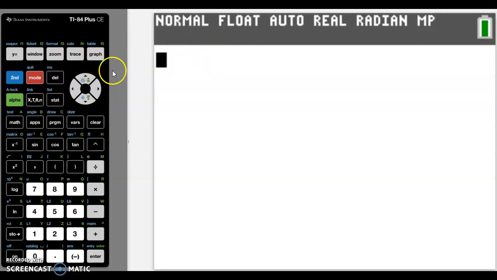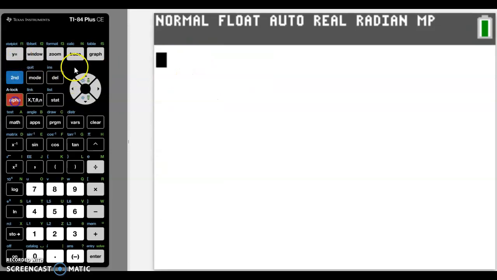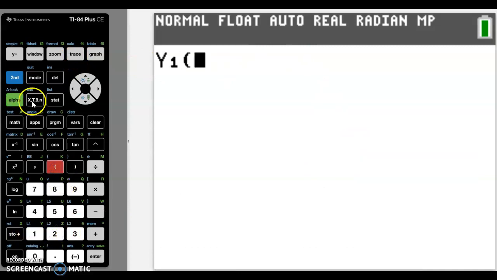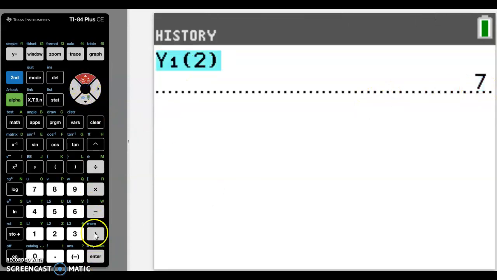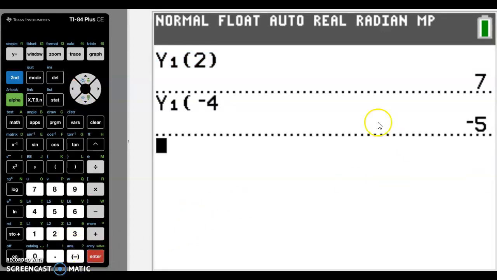We can get the Y1, which is our equation up in here, using alpha F4 as a quick key to find it. And if we do brackets and then type the number in, let's say we're going to do x as 2. So it's a bit like the function notation. It's like f(x) or f(2). We can see that it'll also give us the answers that we want. We could arrow up, copy that again, and change it to -4. And we can see it will give us the other answer that we wanted.